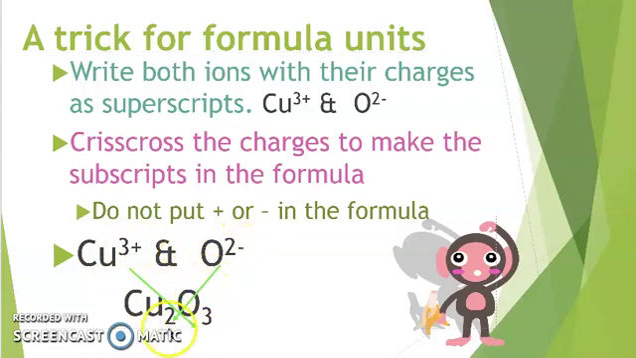I would cross those charges down and across, and now I can see I need 2 coppers, which would give me an overall charge of +6, because I have 2 +3s. And now I have 3 oxygens for an overall charge of -6, so I have a net charge of 0. So if you cross your charges down and across to the opposite elements, it tells you what the subscript will be, and it's a faster way to do it if you don't want to do the calculations in your head.